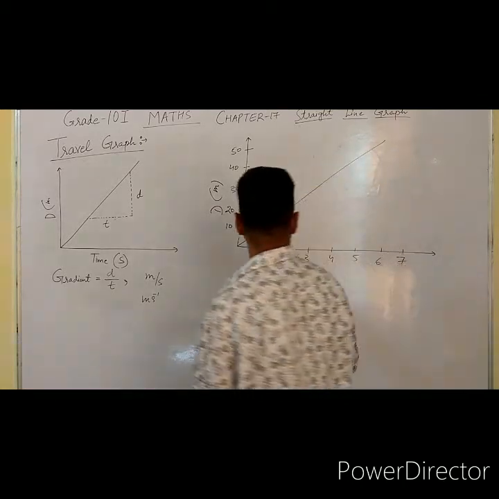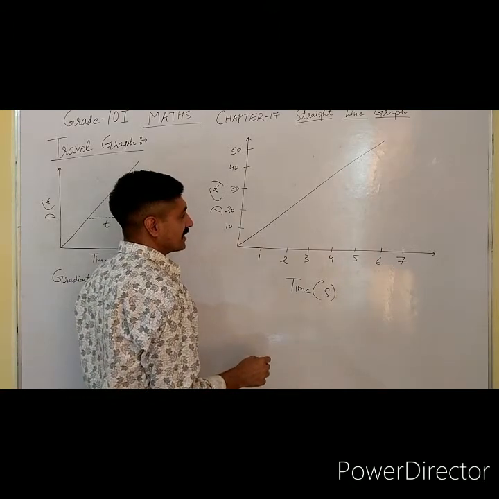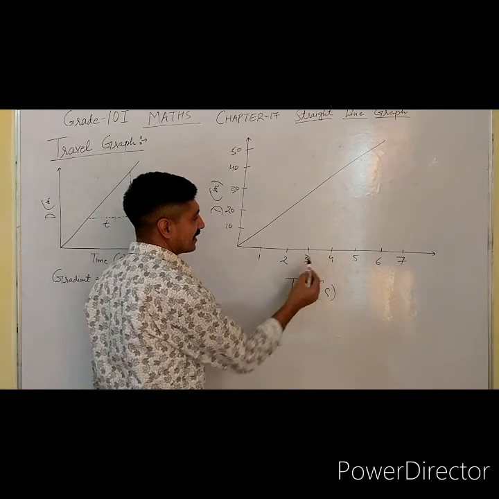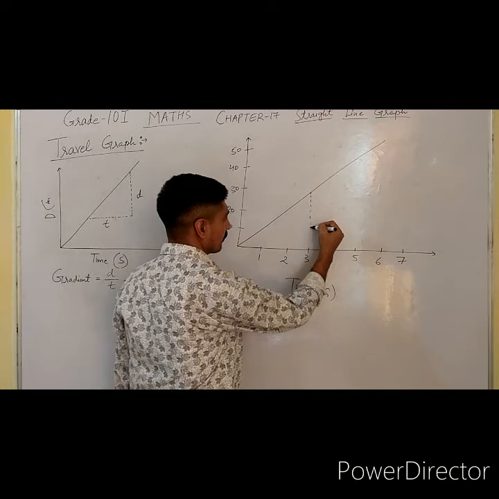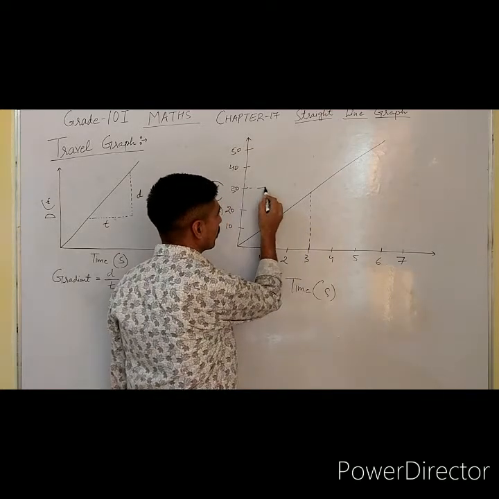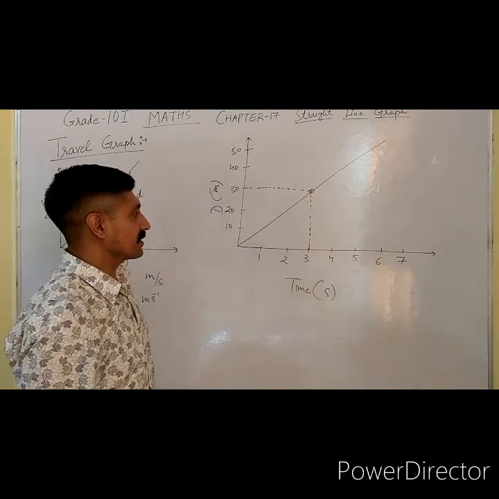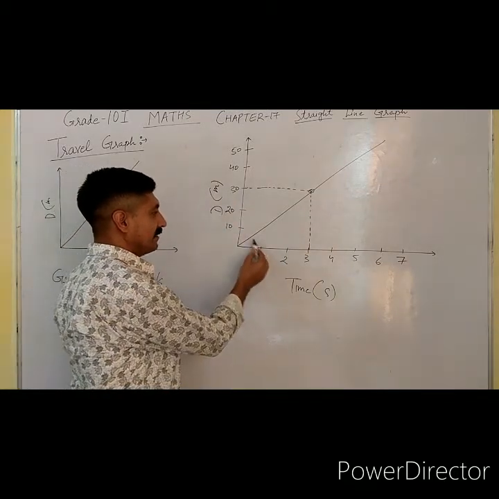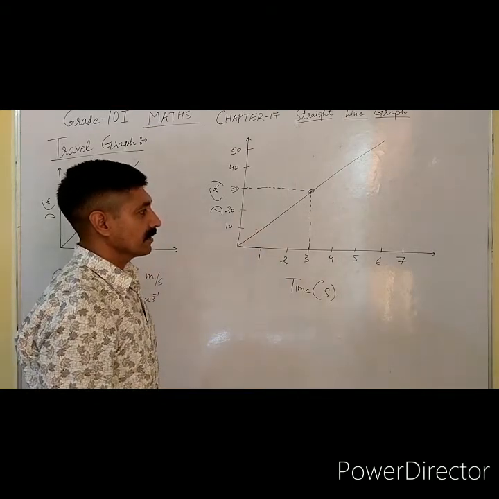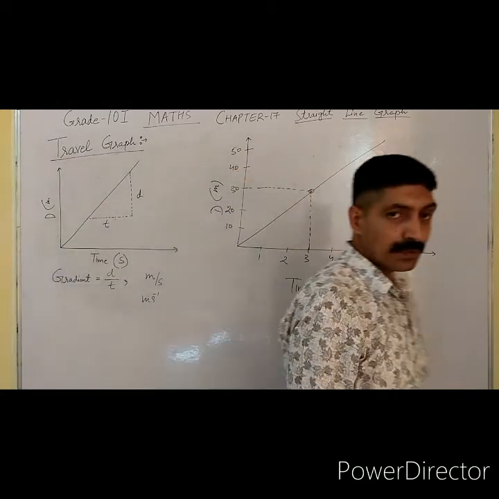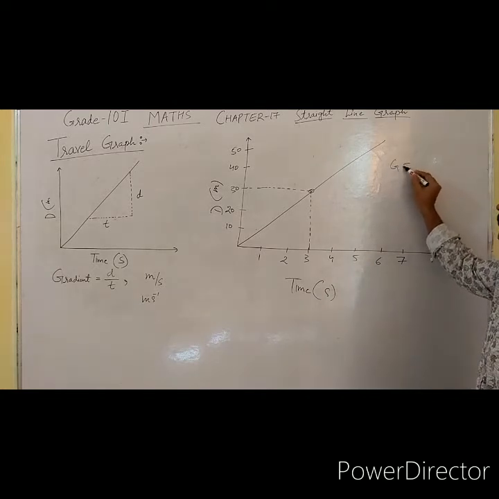If we have a slope of a line here, and it is asked how much distance it will travel in 3 seconds, it will travel 30 meters. In 1 second, it will travel 10 meters. In 2 seconds, 20 meters.